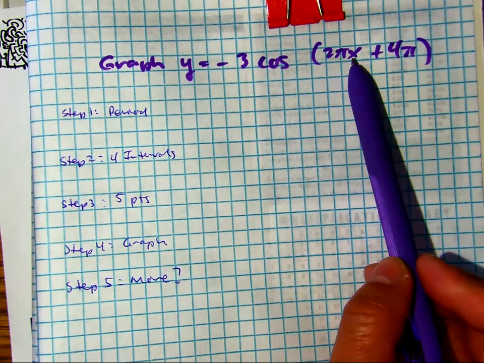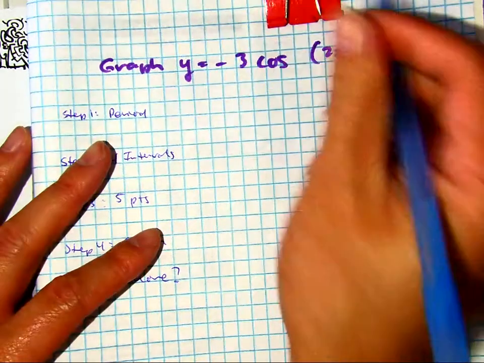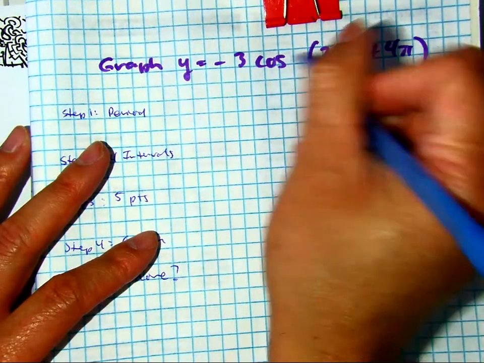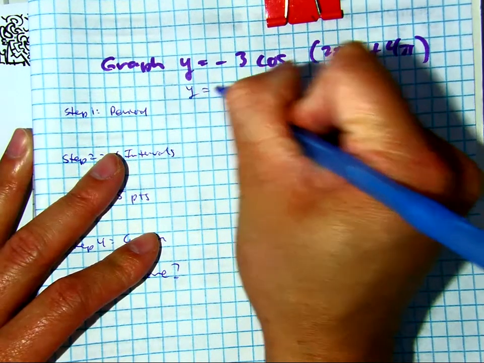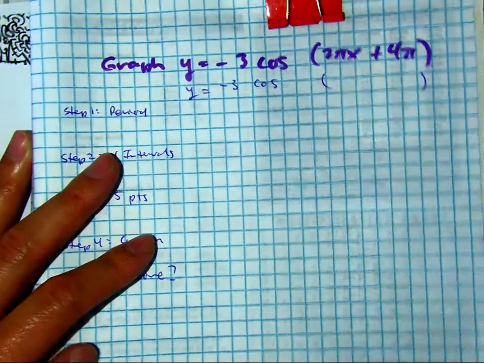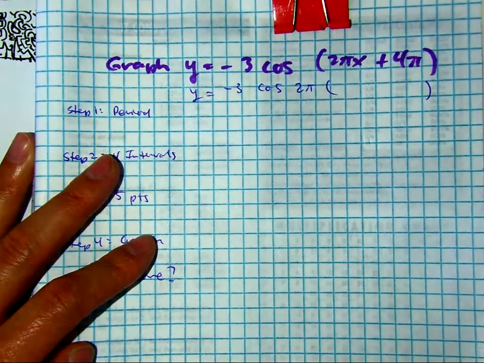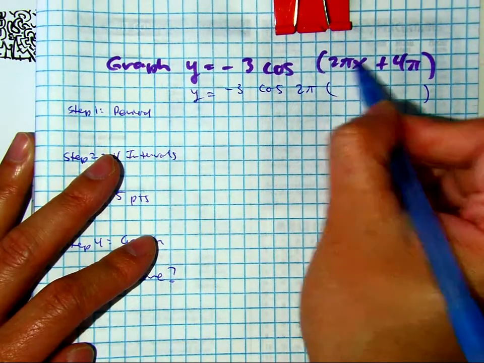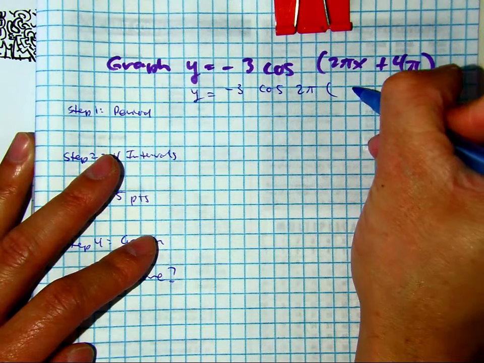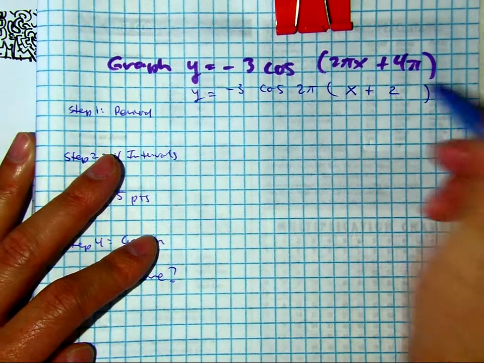2 pi x plus 4 pi. My hint was for you guys to factor out the greatest common factor. So y equals -3 cosine. What do they have in common, class? So if I take out a 2 pi times something equals 2 pi x, that means what goes here? X. And someone said plus 2.